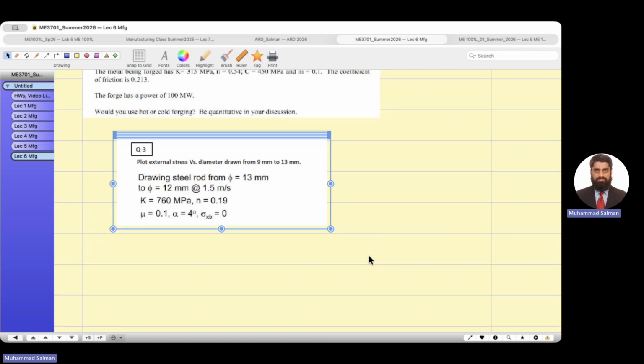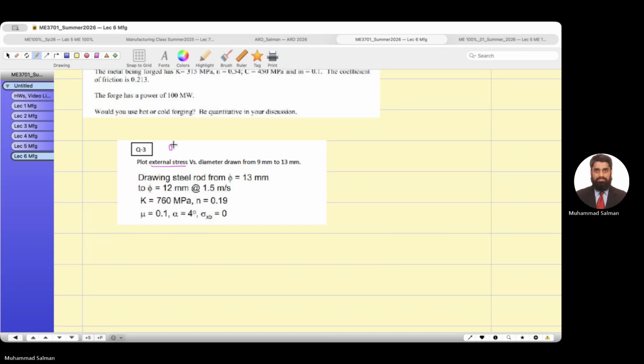Plot external stress versus the diameter drawn from 9 millimeter to 13 millimeter. In this case, you will find out what is my sigma XA, and in this case again, sigma XB. So can you find out sigma XA when the drawing stress goes from 9 millimeter to 13 millimeter.